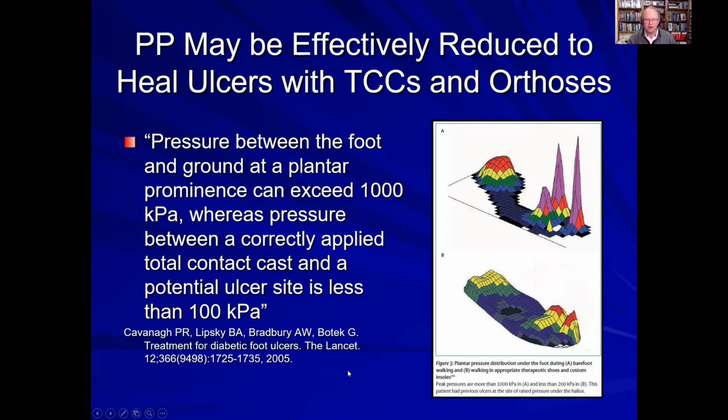This study from Peter Cavanagh from 2005 found that plantar pressures between the ground and plantar prominences can exceed 1,000 kilopascals, whereas pressure with a contact cast at a potential ulcer site will reduce it by 10-fold.